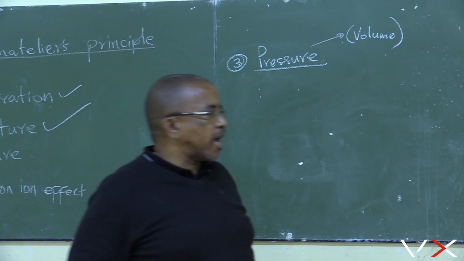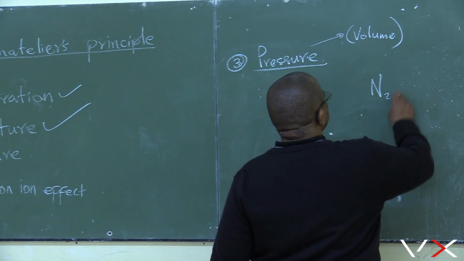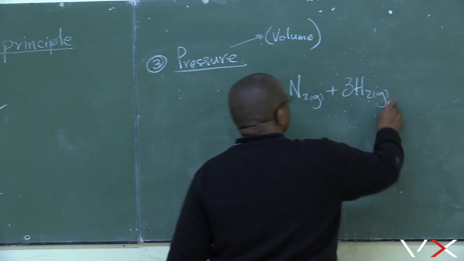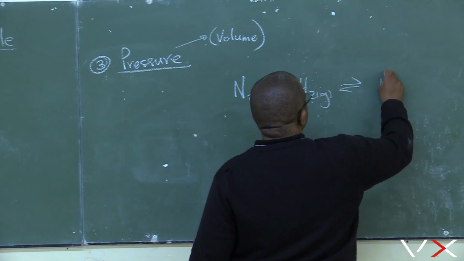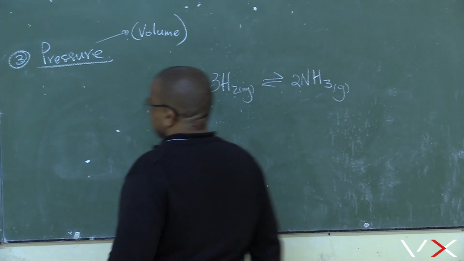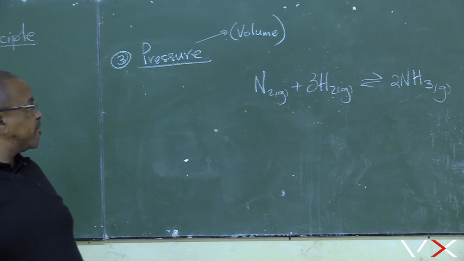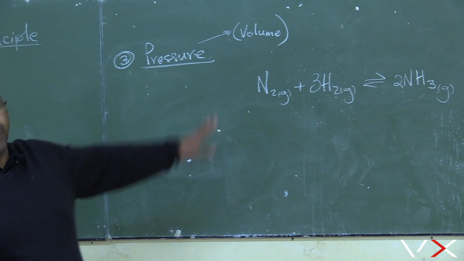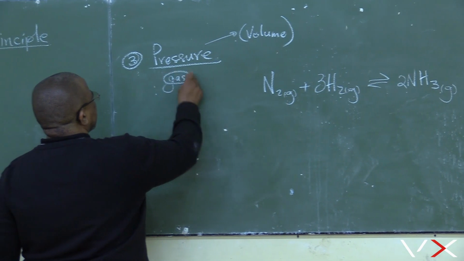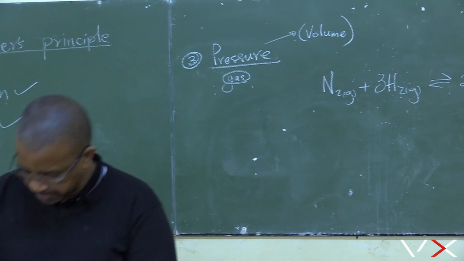Right. Now, I just started the reaction. N2 gas plus 3 H2 gas, which is in equilibrium, NH3 gas. We have this system in equilibrium. Now, pressure will only affect gases. Gases will be affected by a change in pressure.